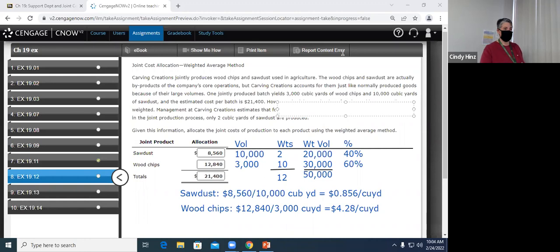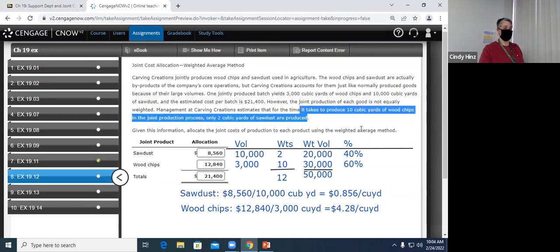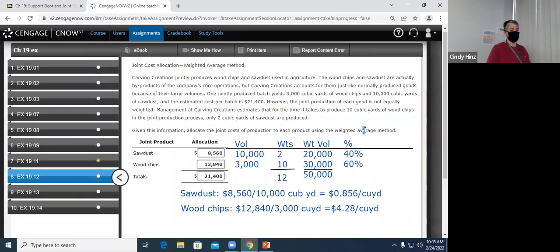The time it takes to produce 10 cubic yards of wood chips, only 2 cubic yards of sawdust is produced. It takes 5 times as much time. And so the wood chips are more expensive than the sawdust.